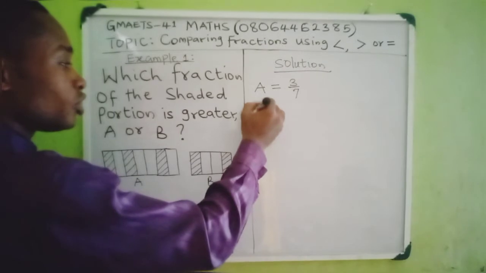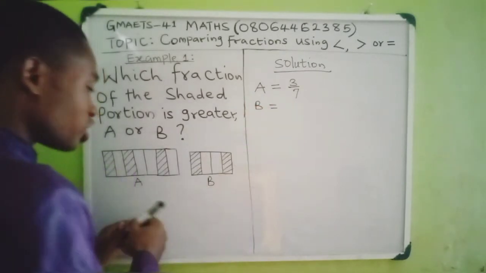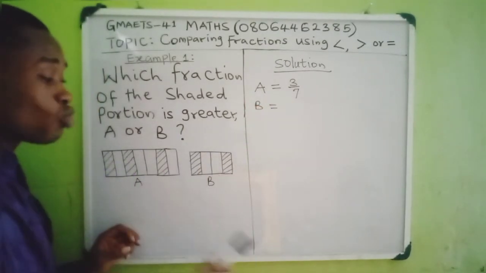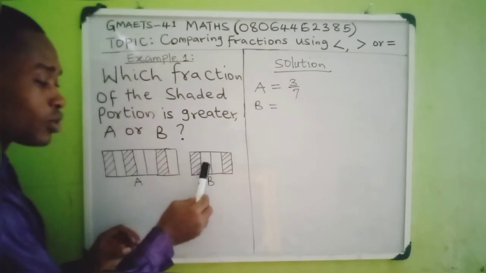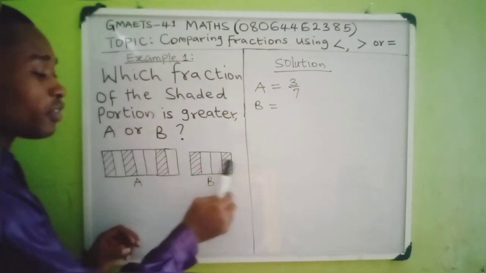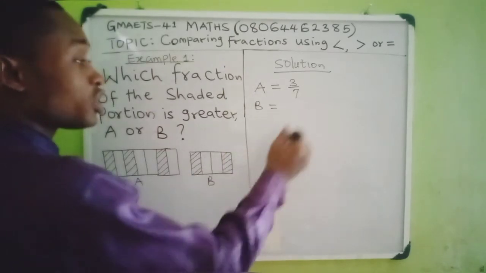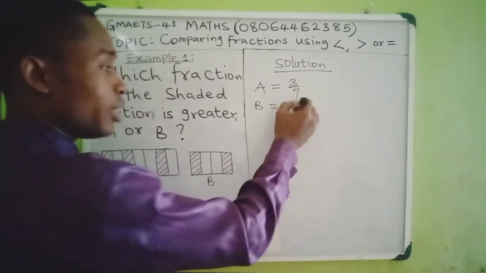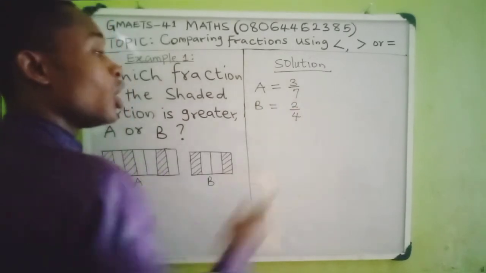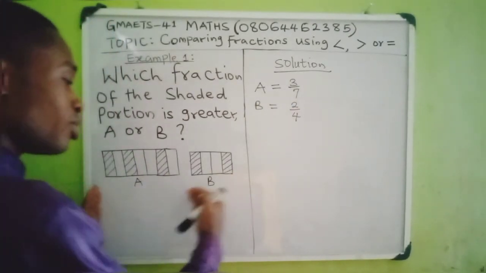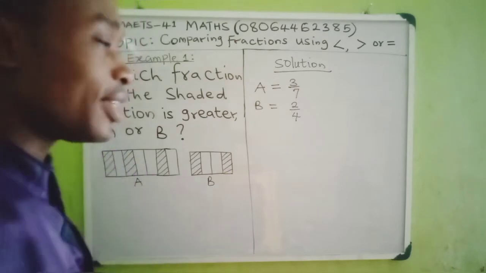Then we move on to B. The fraction of the shaded portion, in the same way we count the total boxes: 1, 2, 3, 4. Out of the 4, 2 of them are shaded: 1, 2. So the fraction of the shaded portion of shape B is 2 over 4. We are now to compare these two and then find out which one is greater.